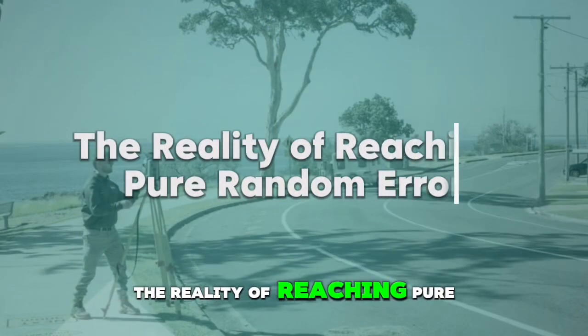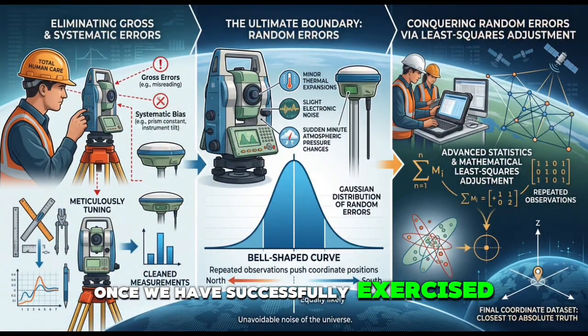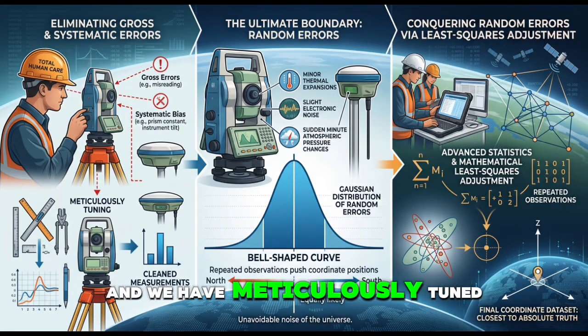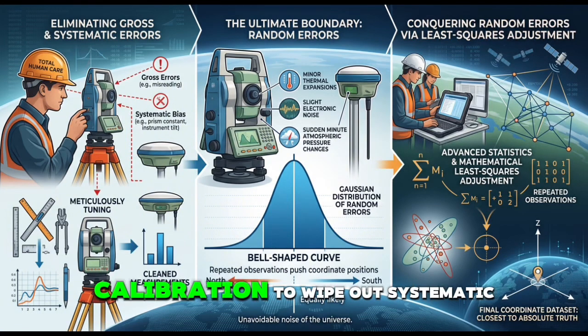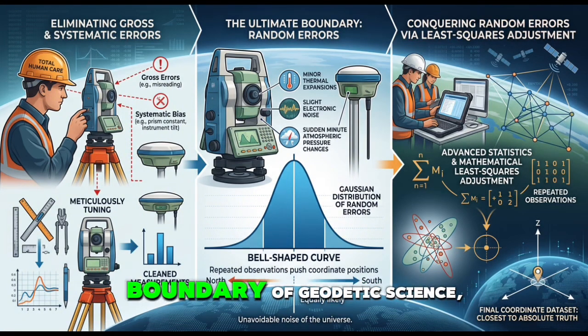The reality of reaching pure random error. Finally, once we have successfully exercised total human care to eliminate gross errors, and we have meticulously tuned our total stations and GNSS receivers through calibration to wipe out systematic bias, we arrive at the ultimate boundary of geodetic science, a state where the only errors that remain are random errors.